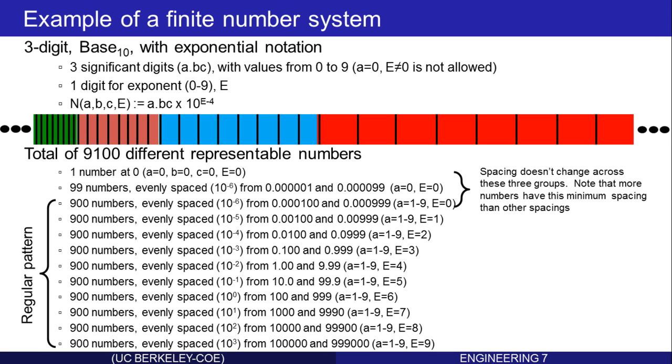Another thing to notice is that the spacing doesn't change across these three groups, really two groups and a single number. All of these numbers are spaced 1 times 10 to the minus 6 from one another. Moreover, there are more numbers in this group of numbers that have this minimum spacing than there are in the groups of numbers at any other spacing level.